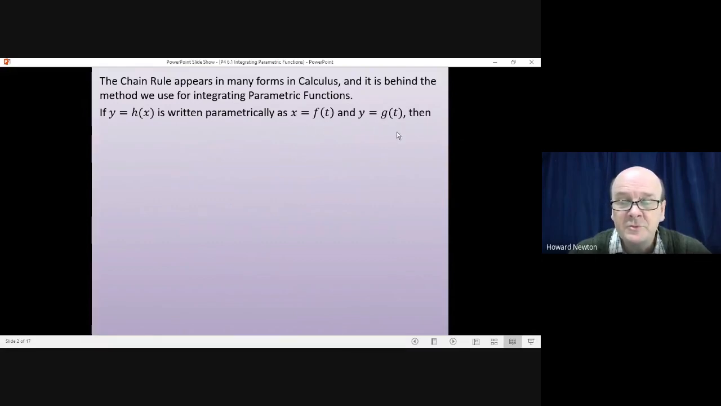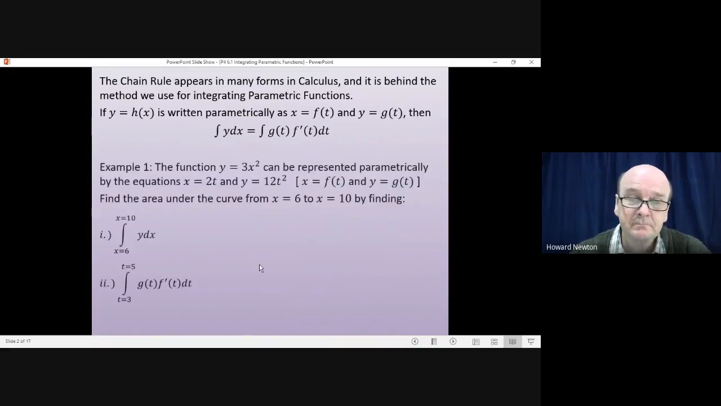If y is written parametrically, so x and y both written as functions of t, x is f of t, y equals g of t, then if we want to integrate that parametrically, it's equal to the integral of g of t times the differential of f of t, f dashed of t, integrating that with respect to t. Now, the order of these two functions does matter, so take care. G of t is the function for y, and f of t is the function for x. Okay, let's have a look at an example.